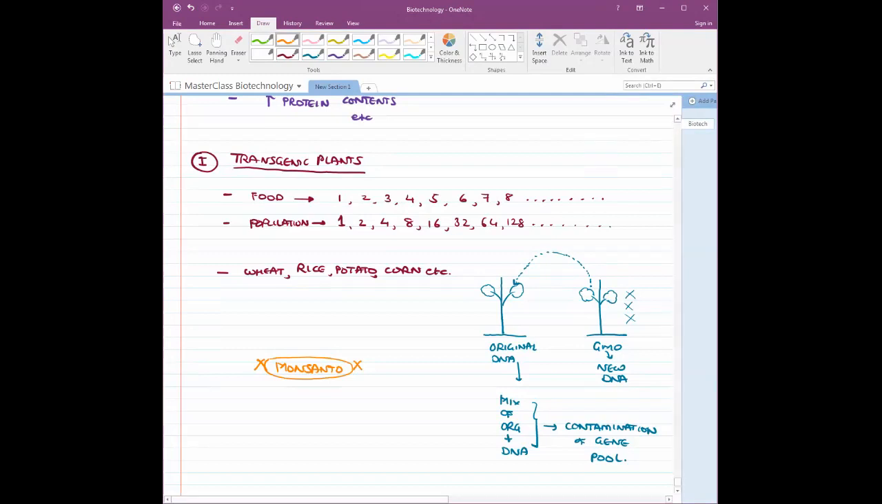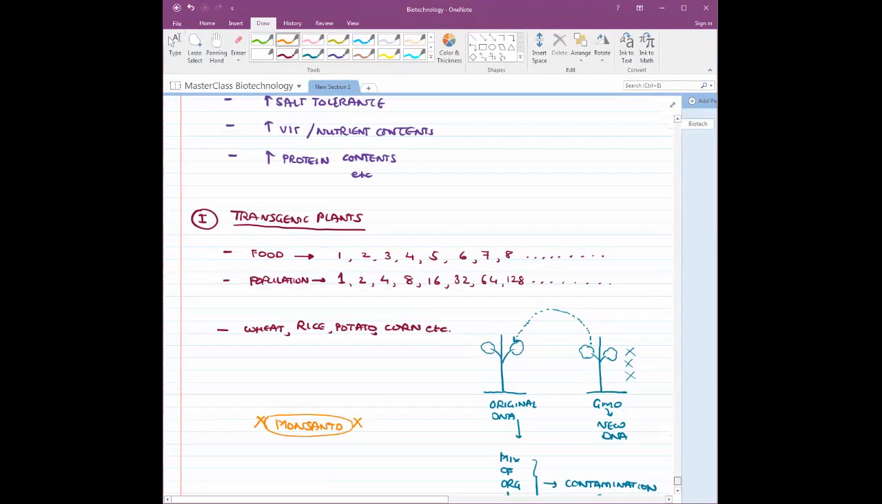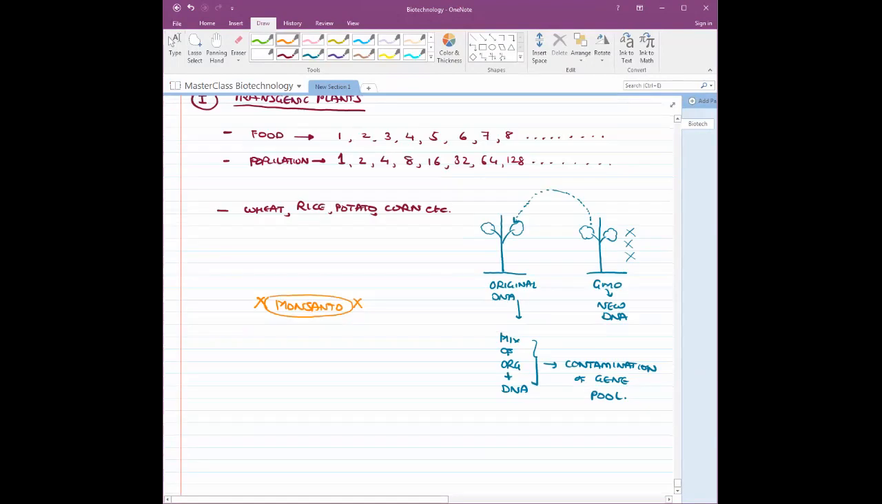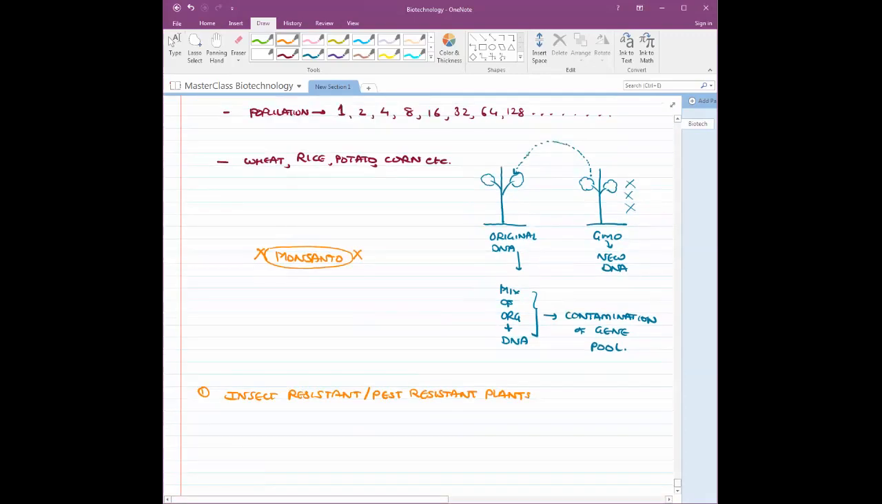So the first thing is your transgenic plant. The second thing that we're going to see, guys, is your insect resistant or pest resistant plant. This is also another important thing. Let's try to see. So we have insect resistance or pest resistance. Okay, so now let's try to see what happens in this case, guys.